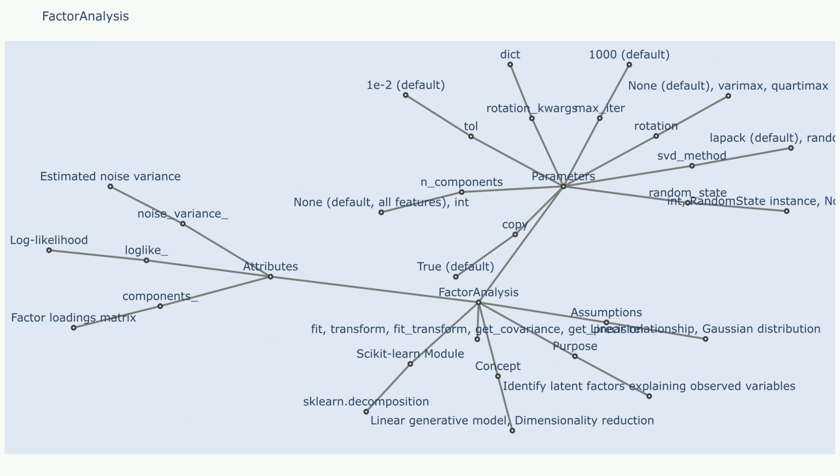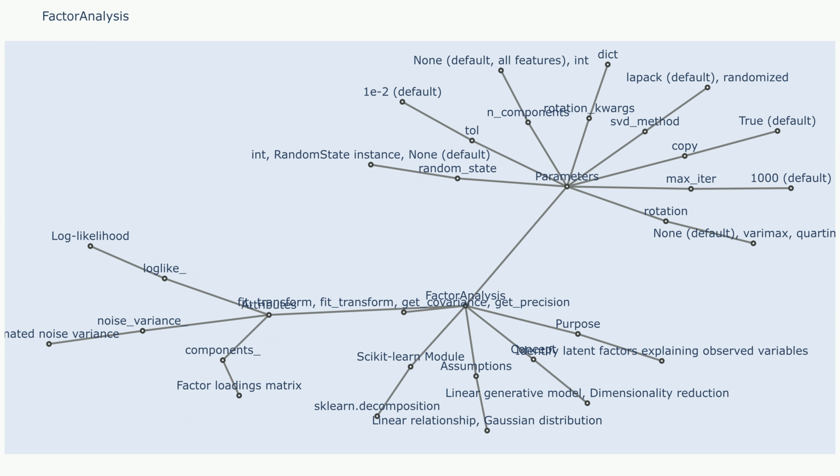3. Exploring the results. components_: a matrix containing the factor loadings. Each row corresponds to a factor, and each column corresponds to an observed variable. noise_variance_: a vector containing the uniqueness values for each observed variable. transform(X) generates the factor scores for new data X.